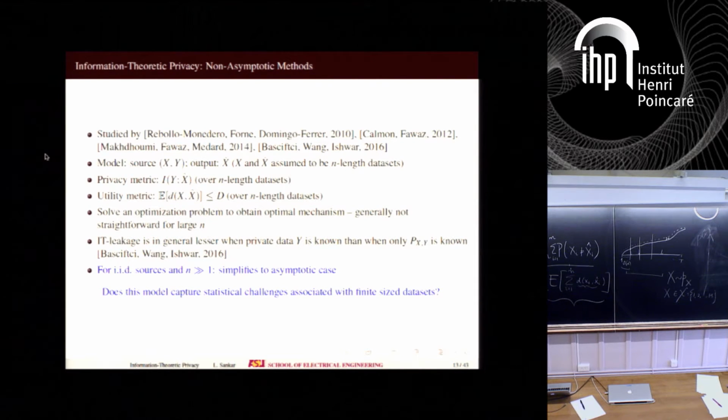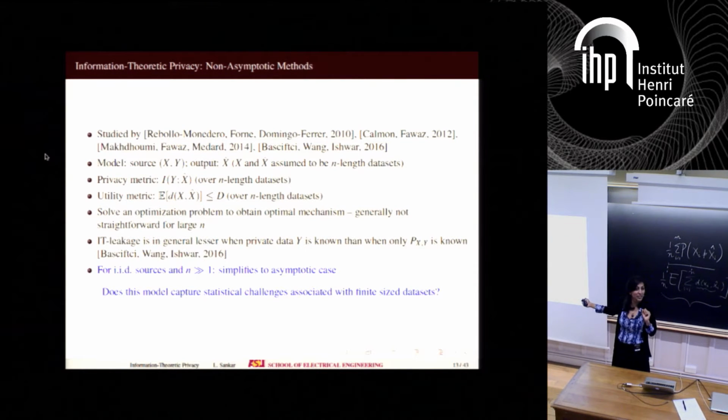If you just looked at the simple optimization problem, you have n-length vectors, you're going to output an n-length vector, you want to find that mechanism that maps an n-length vector to another n-length vector, you would solve this optimization problem subject to this expectation constraint. All right? So this is not an easy problem to solve, but this is how it has been formulated.